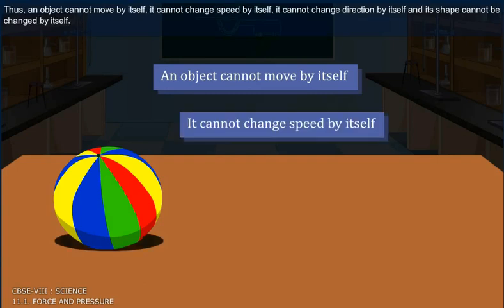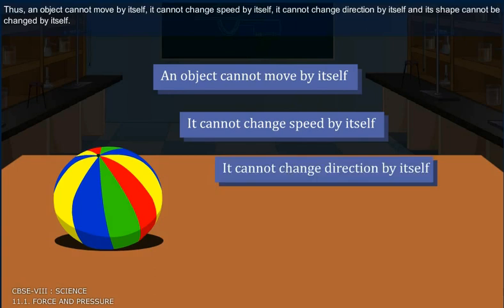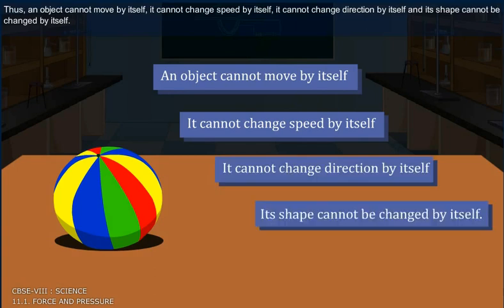Thus, an object cannot move by itself. It cannot change speed by itself. It cannot change direction by itself. And its shape cannot be changed by itself.